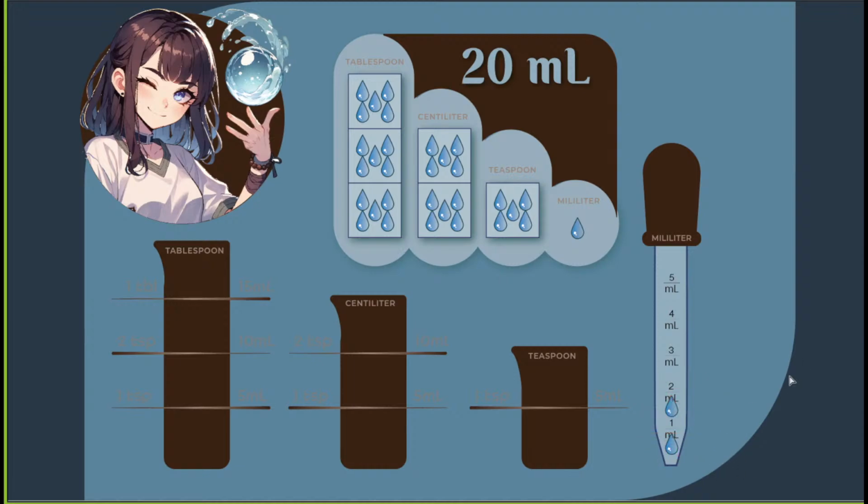If we wanted 2 drops, we would just create another drop like that. 3 drops, the same. 4 drops, and so on and so forth, all the way up to 5 drops. Now, once we get to 5 drops, we can group inside of 1 teaspoon. There are 5 milliliters inside of 1 teaspoon.